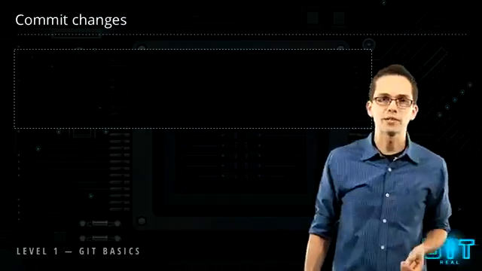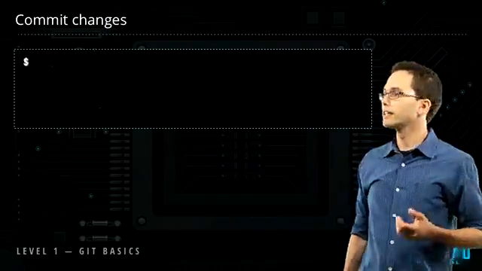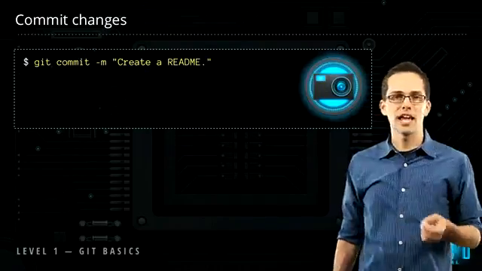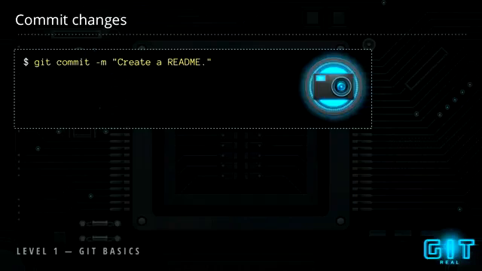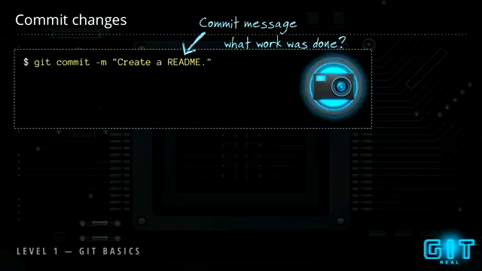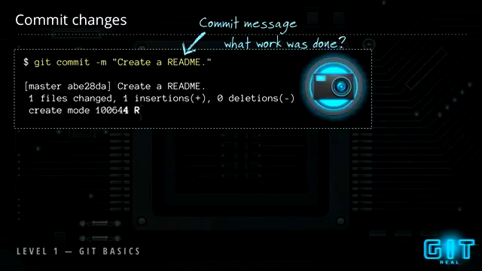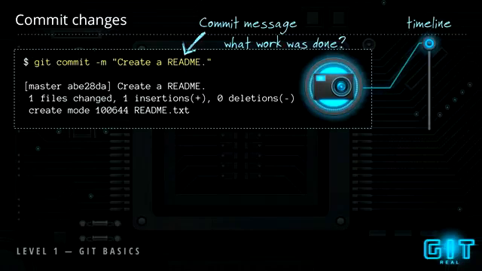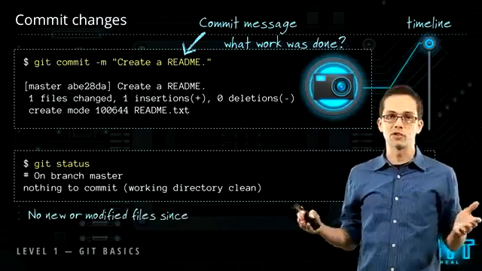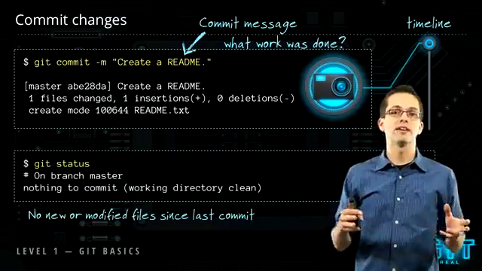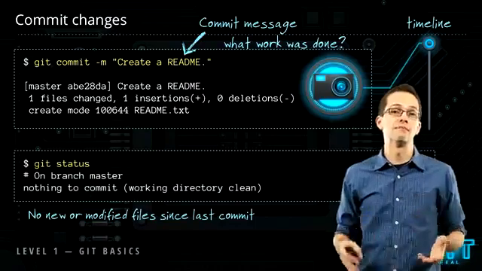Now we're ready to make our first commit. We do this by running git commit -m, and then we describe what these changes do. So in this case, "create a readme". When we run that command, this creates our first commit, which takes a snapshot of the stage, and that gets added to our timeline. If we run git status at this point, we can see that there's nothing else to commit. There's no other changes or files that we've modified that we haven't committed yet.